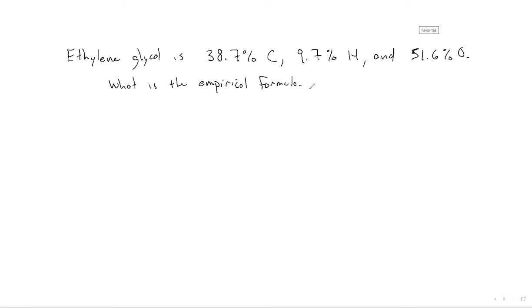All right, so the empirical formula is the smallest whole number ratio, right? So we're looking for C X H Y O Z, but we don't know the subscripts X, Y, and Z. We want the smallest whole number ratio. The empirical formula is the smallest whole number ratio. Ratio, no N.